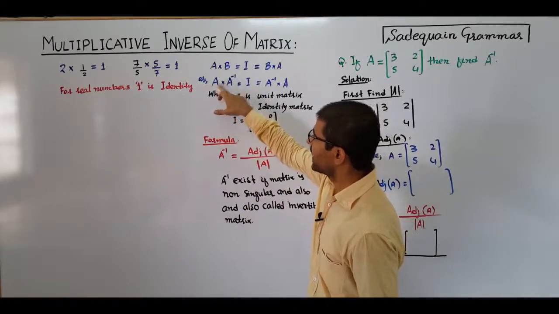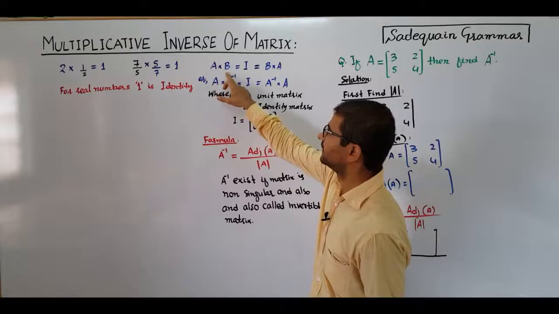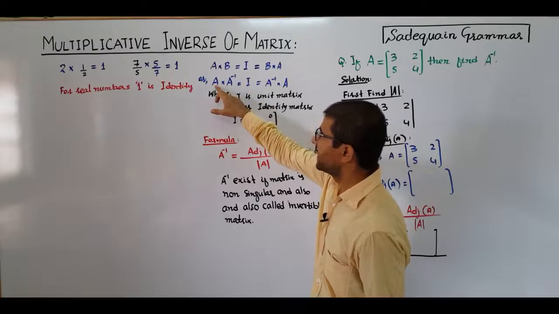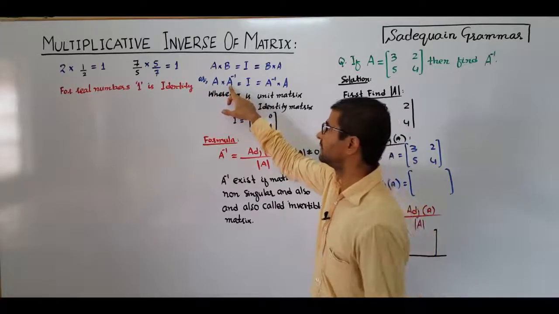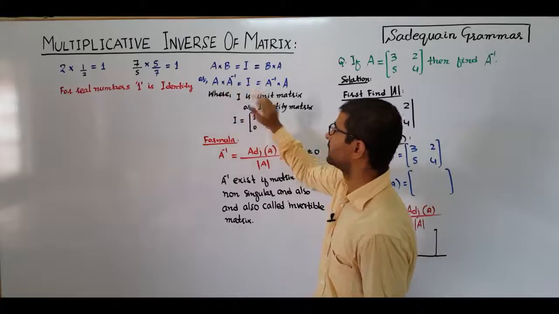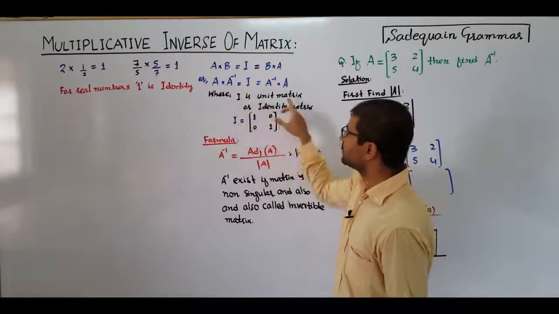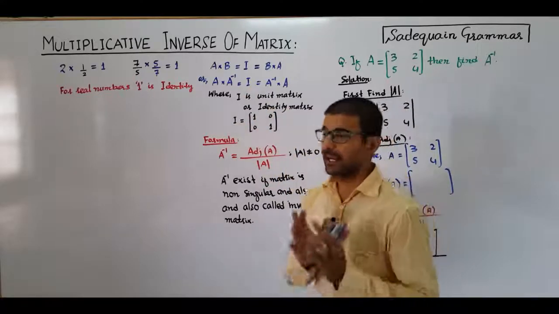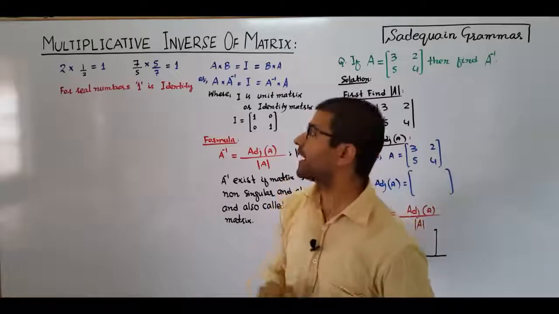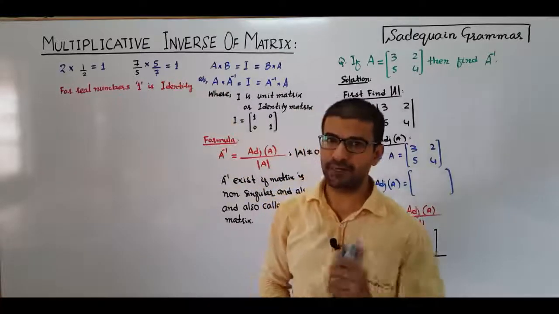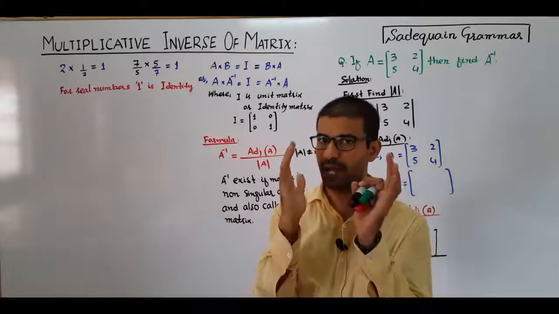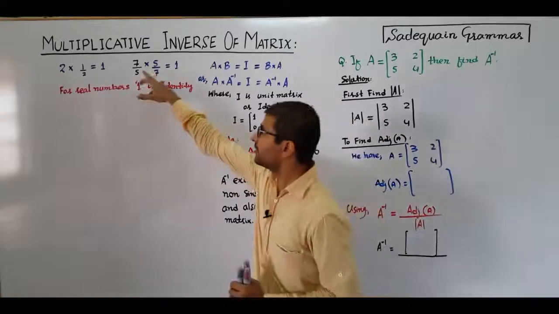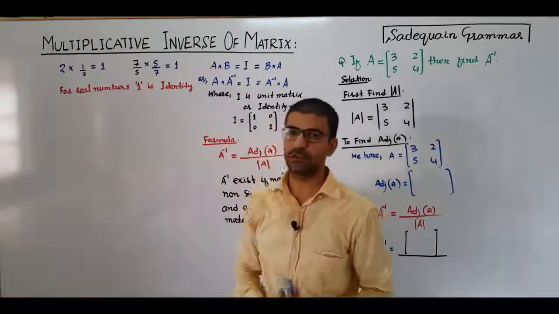So if we have two matrices A and B, then their product is the unit matrix. If we have A and its inverse, then their product will be equal to I, where I is the unit matrix or identity matrix. Its value is 1 0 0 1. Students, in real numbers, how can we find the multiplicative inverse of a given number? Just by taking the reciprocal. If we have A over B, then its multiplicative inverse will be B over A. If we have 5 over 7, then its multiplicative inverse will be 7 by 5.